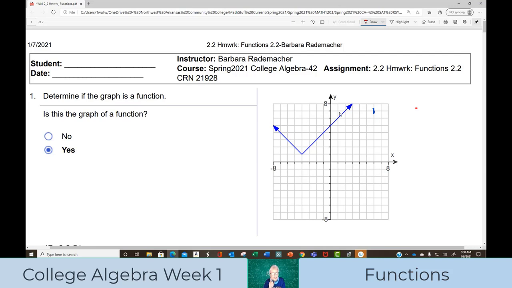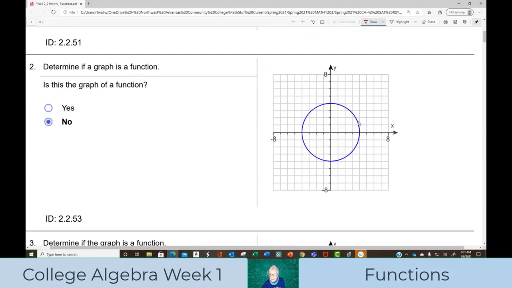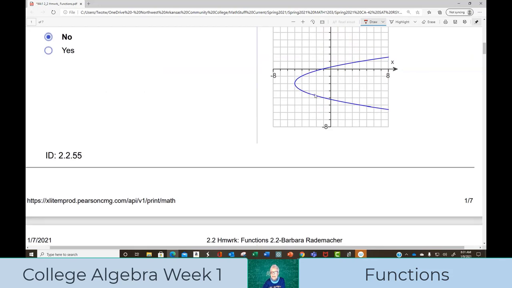The quick and easy, the dirty way to figure out if a graph is the graph of a function is to use the vertical line test. Remember that, and you draw or you imagine drawing a vertical line through the graph, usually at a couple of different points. So like here, and here, you don't have to be careful. And here, it's just good to have it at more than one point.